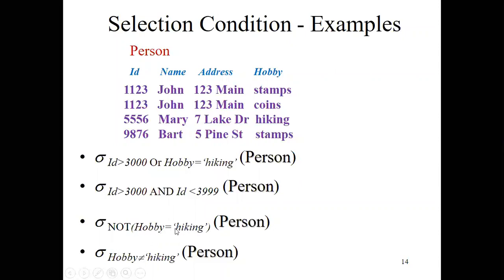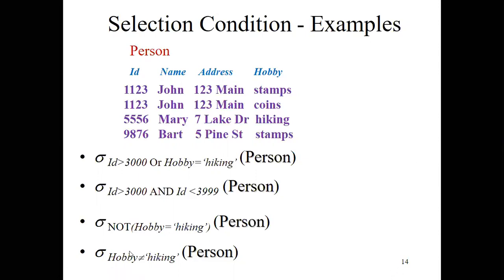Not hobby is equal to hiking: what does it mean? Except the person whose hobby is hiking, everyone will be selected. So that will be selected. When I use project, duplicate values will be eliminated. But in the case of selection, they are not.